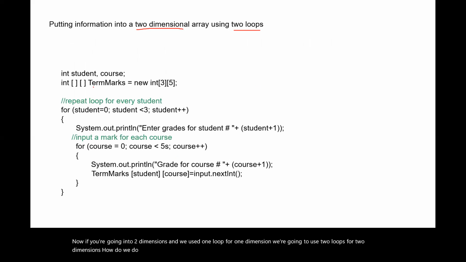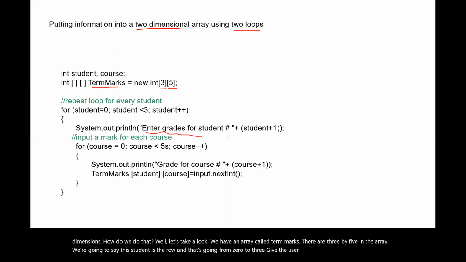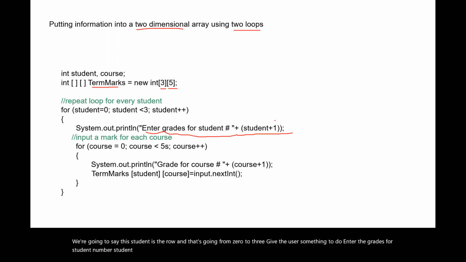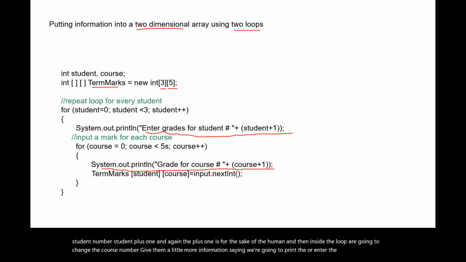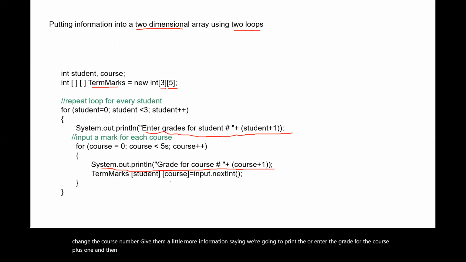Now, if you're going into 2 dimensions, and we used 1 loop for 1 dimension, we're going to use 2 loops for 2 dimensions. How do we do that? Well, let's take a look. We have an array called term marks. There are 3 by 5 in the array. We're going to say the student is the row, and that's going from 0 to 3. Give the user something to do. Enter the grades for student number, student plus 1. And again, the plus 1 is for the sake of the human. And then inside the loop, we're going to change the course number, give them a little more information saying we're going to print or enter the grade for the course plus 1. And then the mark goes directly into student and course.